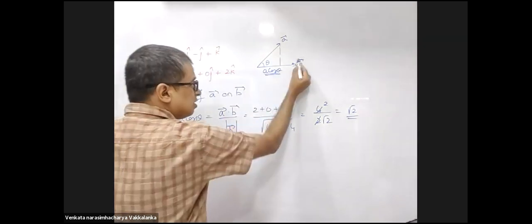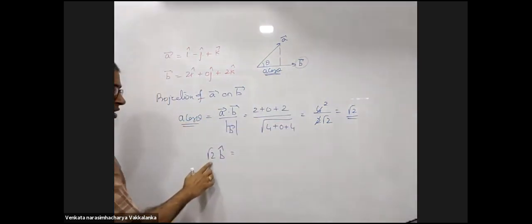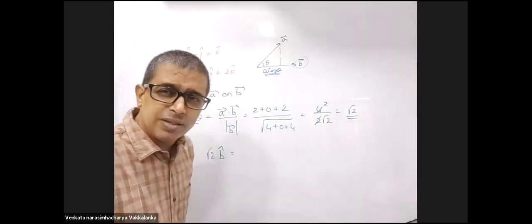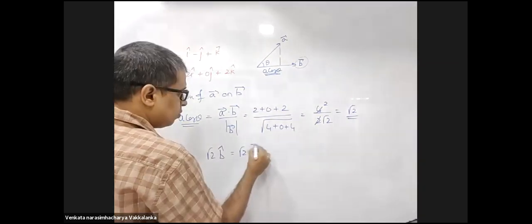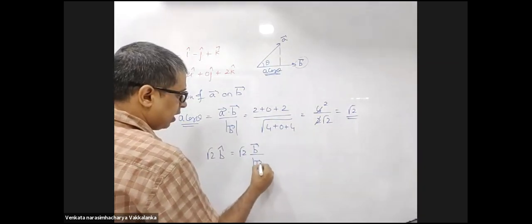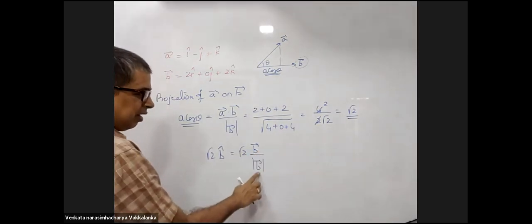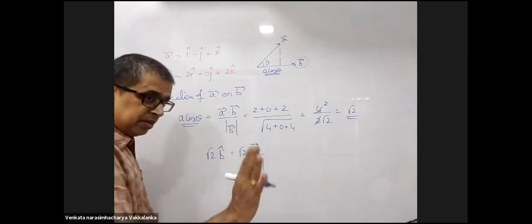A cos theta is in which direction? It is along vector B. So your answer will be root 2 times B cap. How will you get the direction of B cap? Root 2 times vector B by the magnitude of B. Vector B by the magnitude of B will be B cap. Yes or no?